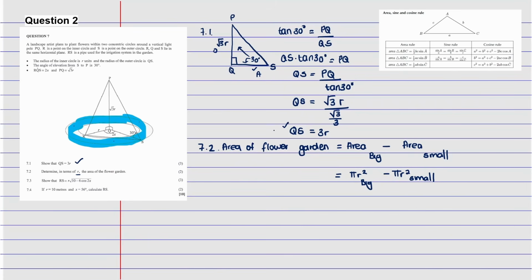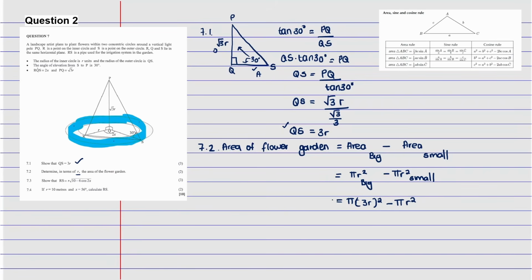So this is the radius of the big circle, and the radius of the small circle is just what? It's just this r, right? Which is RQ. So we know the fact that it's going to be pi r. Our r, let's substitute, is, as I said, QS. So it's going to be 3r all squared minus the radius of the small. So it's going to be the same as pi r squared, right?